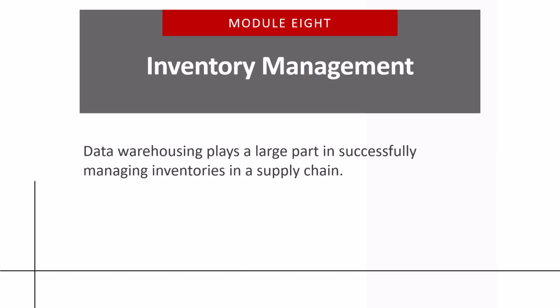Module 8, Inventory Management. Inventory management is the critical stage in supply chain management because it helps to establish inventory and sales patterns, increase working capital, and turn inventory into cash. Inventory management involves various metrics and forecasting. It also involves how firms move their inventory and maintain accurate records. Data warehousing plays a large part in successfully managing inventories in a supply chain.